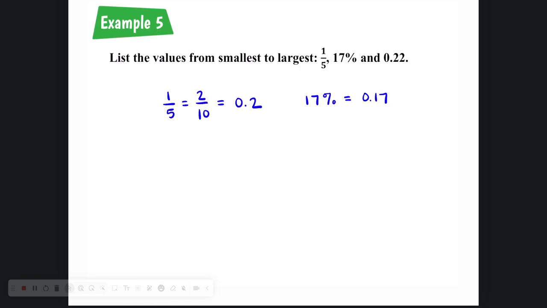Now that each value is represented as a decimal, we can compare the sizes of each value. The decimals in order from least to greatest are 0.17, 0.2, and 0.22, but we need to list the values from least to greatest in their original forms. The values in order are 17%, 1/5, and 0.22.